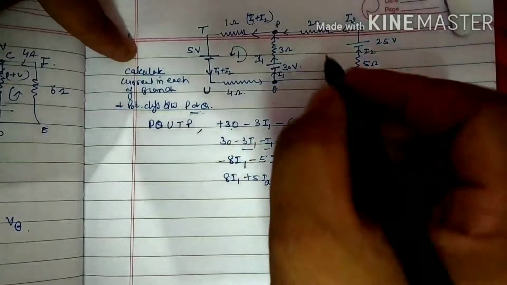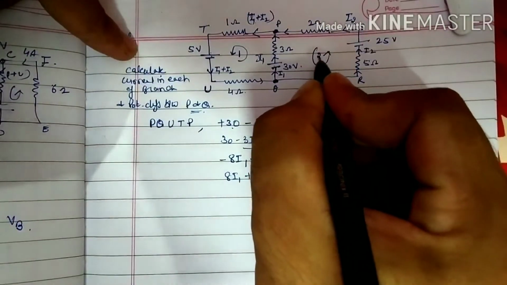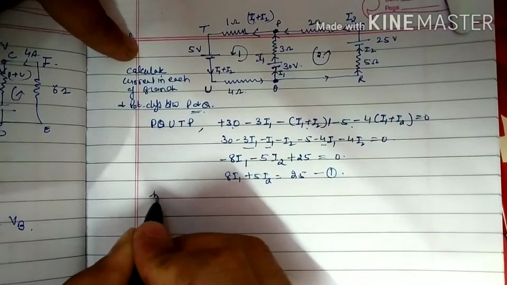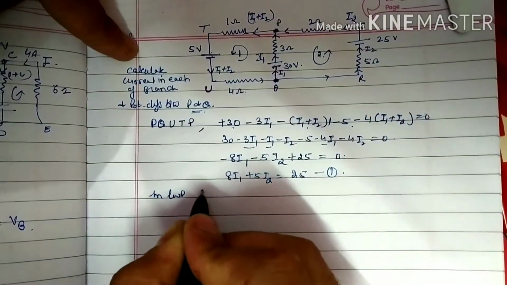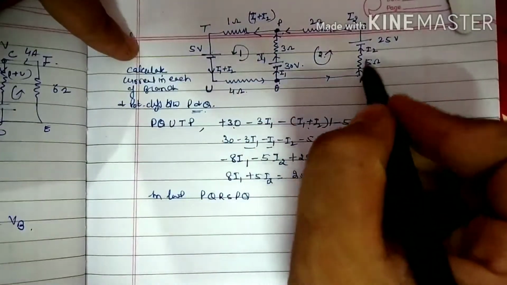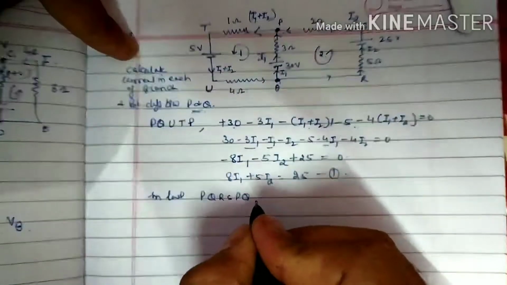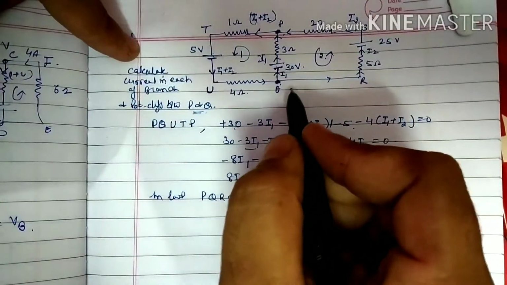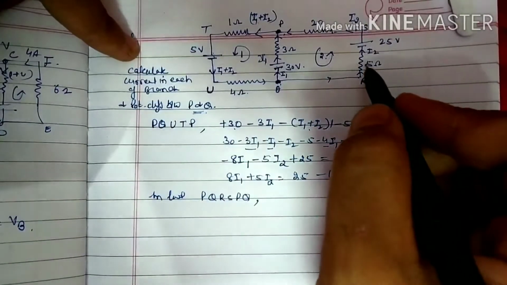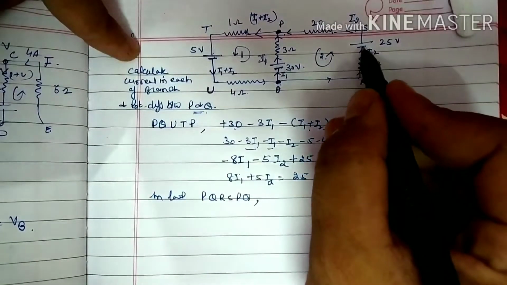Okay, now go to second loop. This is our second loop, so I am going to start from here again. In loop P Q R S P Q. So in this I am going to start from here. यहाँ से start कर देता हूँ. Whatever be the element, I am going to start from here.